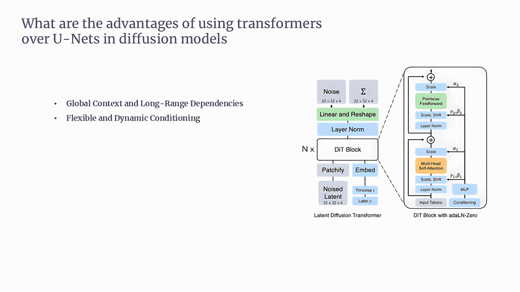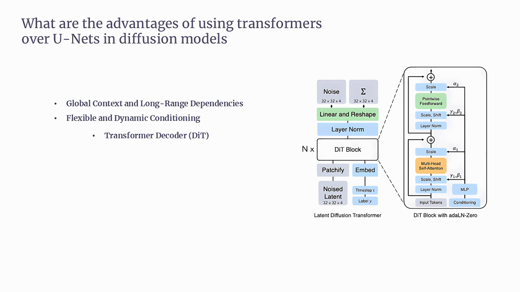The second, flexible and dynamic conditioning. For transformer decoder, DiT. One of the key advantages of transformers is the cross-attention mechanism, which allows the model to dynamically adjust its focus during image generation. This is especially important when dealing with conditional inputs like text or labels.